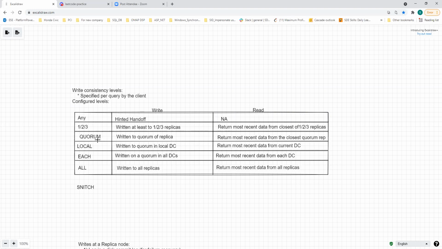So quorum, we all know, is based on the replication factor: you divide it by 2 plus 1, and whatever number of nodes you get, that is the quorum. So if the replication factor is 3, you will have at least 2 replicas where you have to write data before you send an ACK saying you have written successfully, right? That is a quorum for write. And for the read, you do the same thing: you get the most recent data from the closest quorum of replicas. And in this case, you will do a read repair also, and everywhere you will do a read repair wherever possible. This is the quorum we know about.